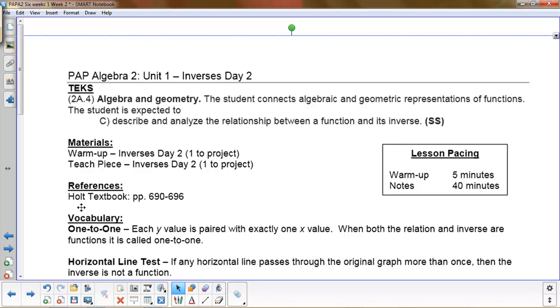Hi, welcome back. Inverses Day 2. Vocabulary today will be one-to-one and the horizontal line test.